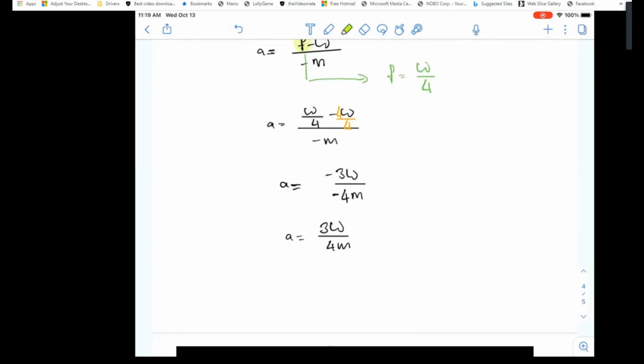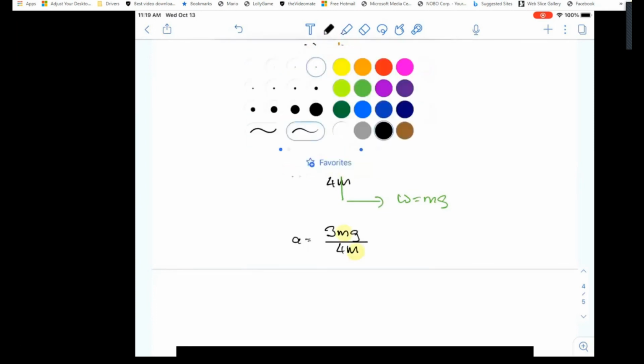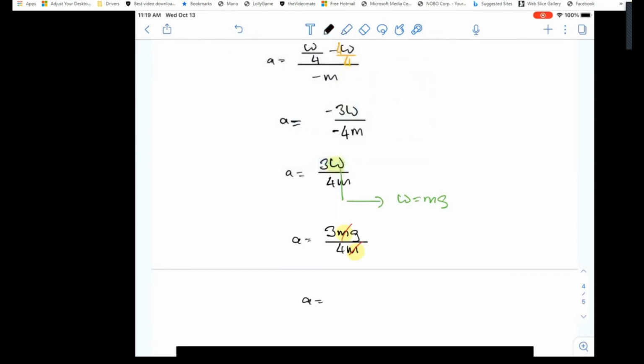And then we know that this W is the same as mg. So we do a back substitution, and then we got some common terms, which will cancel. So the acceleration is going to be 3/4 of g. If g is roughly about 10, so what do you got? It's going to be about 7.5 meters per second squared.